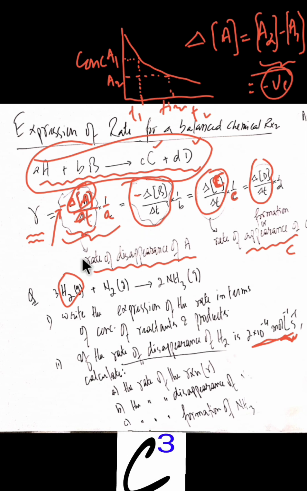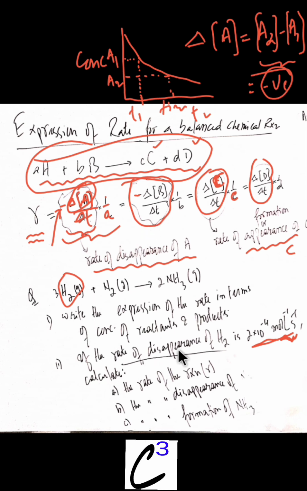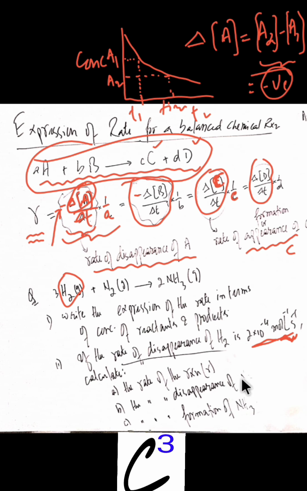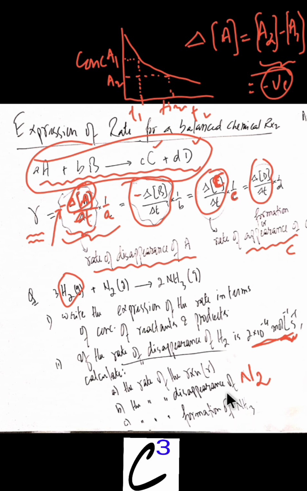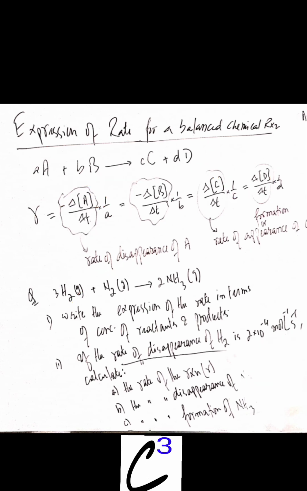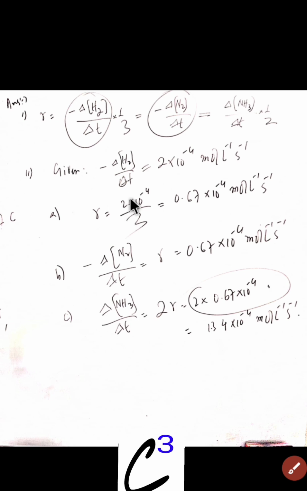Okay, now let us come to the question. If the rate of disappearance of H2 is 2 into 10 power minus 4 mole per liter per second, calculate the rate of the reaction R. We need to calculate R, and the rate of disappearance of N2, and rate of formation of NH3. Okay, so let us move to the answer section. This is the answer I have already calculated.